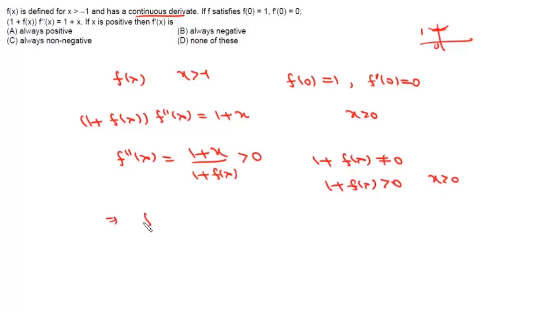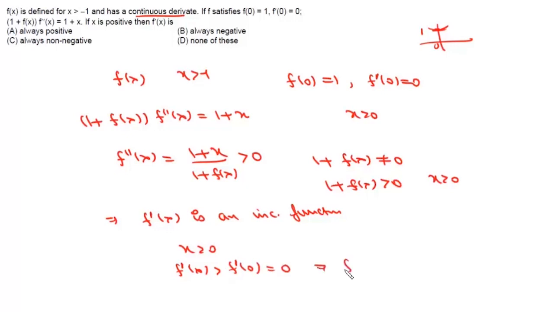Now it implies that f dash x is an increasing function, and if x is greater than 0, then f dash x will be greater than f dash 0, as this function is increasing, and the value of f dash 0 is 0. So from here we can say the value of f dash x is always greater than 0. That means f dash x is always positive, and that's your option A.